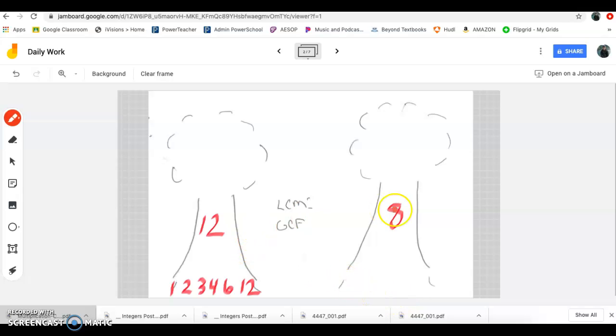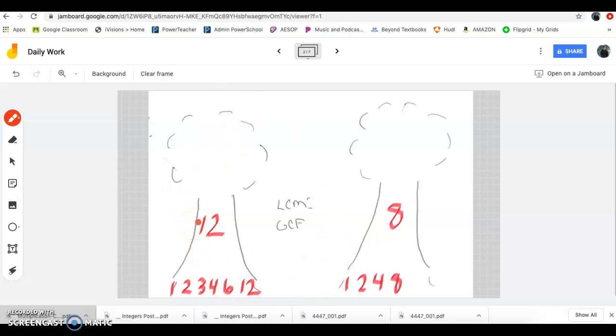Okay, now let's jump over here to the 8. Let's do all the factors while we're thinking factors. 1 can go into 8. 2 can go into 8. 4 can go into 8. And obviously 8 can go into 8. And before we figure out the LCM and GCF, let's go into our least common multiples.